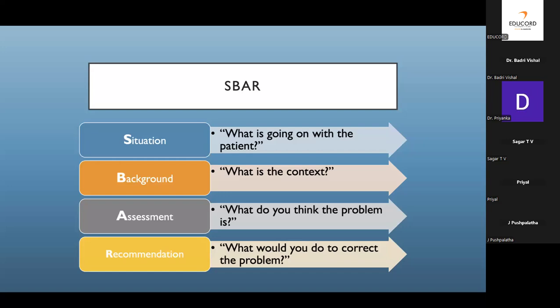Once you analyze this and apply SBAR to any problem, you will find the solution and resolve the conflict. Is this clear to everyone? Sabr. Will you remember this?